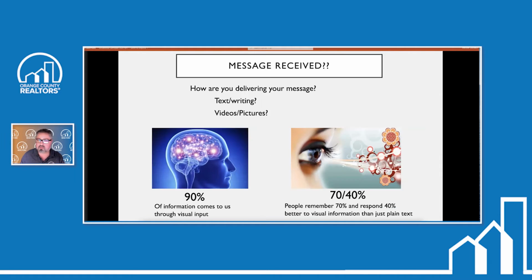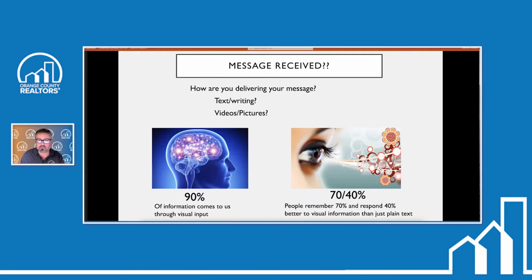Why? This is how the message is received. How are you delivering it? Are you delivering it via text, writing? Or are you doing videos and pictures? 90% of information comes to us through our visual input, right? People remember 70% more information and respond 40% better with visual stimuli, pictures and video. It's really weird because you would think, geez, I'm reading, I'm using my eyes to read. It's the comprehension.